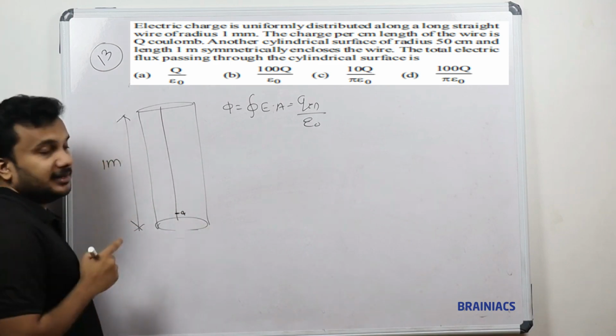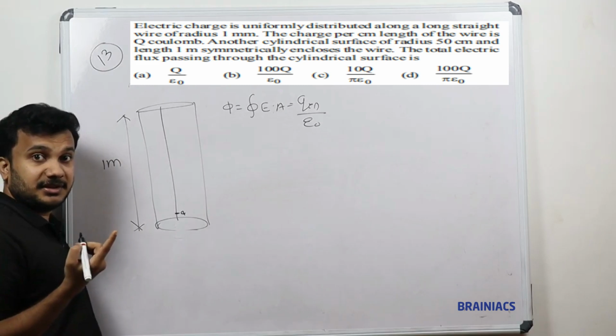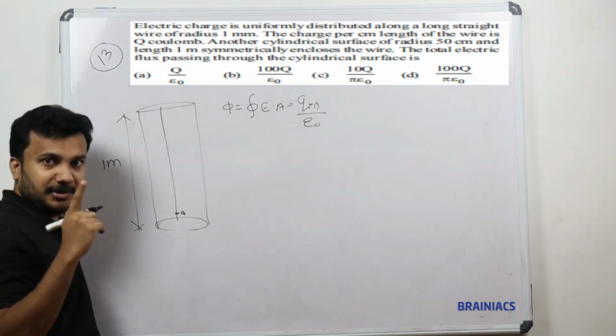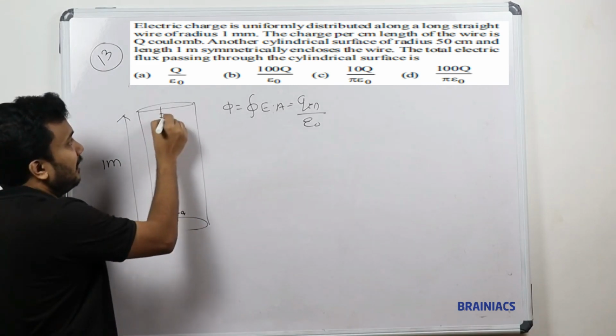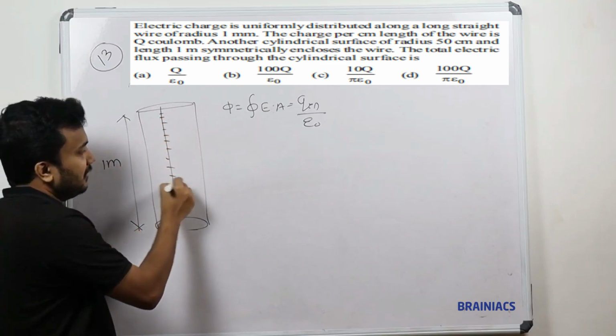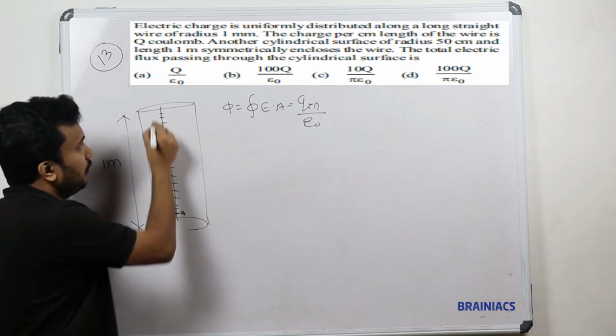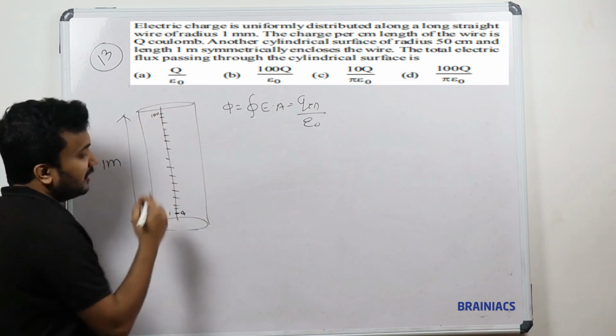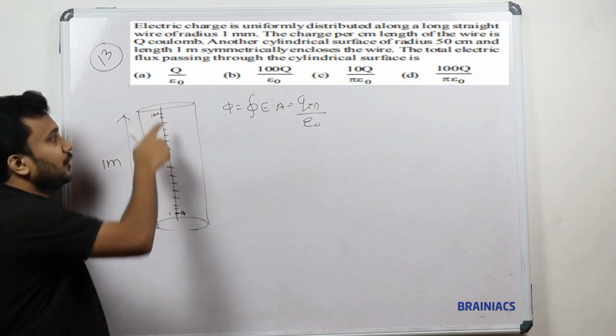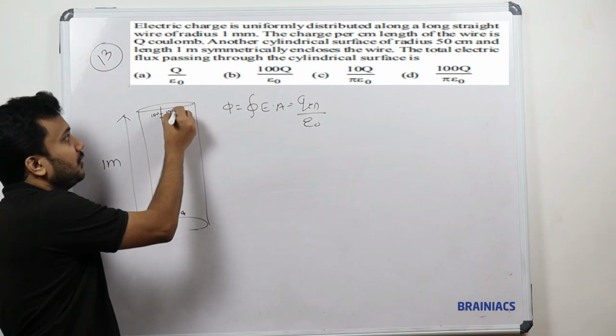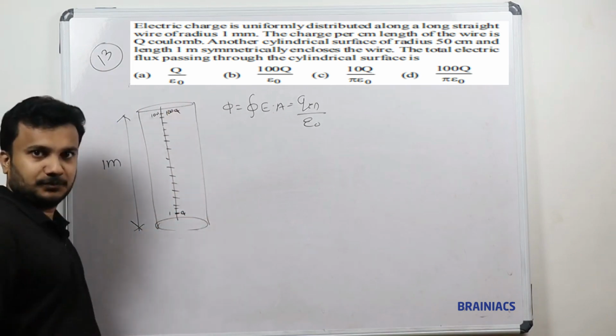So in 1 meter, how many centimeters will be there? 100 centimeters is equal to 1 meter, right? So there will be 100 pieces. So for 1 centimeter, what is the charge? Q. So for 100 centimeters, what is the charge? Total charge 100 Q. Okay.